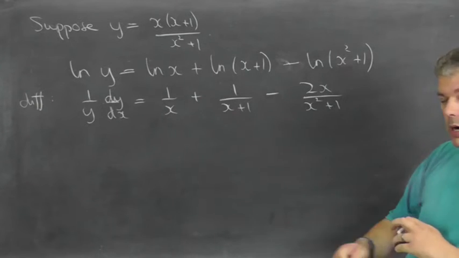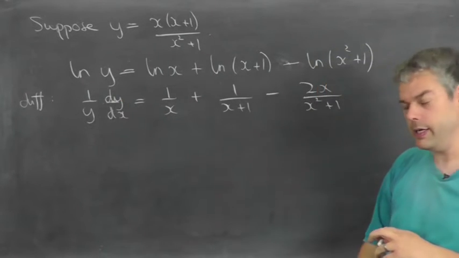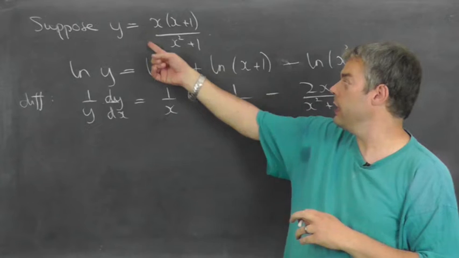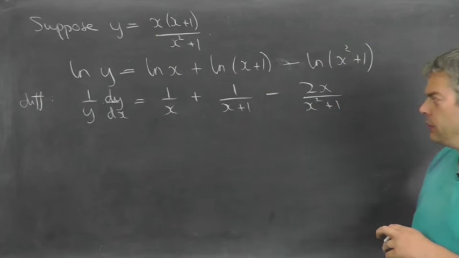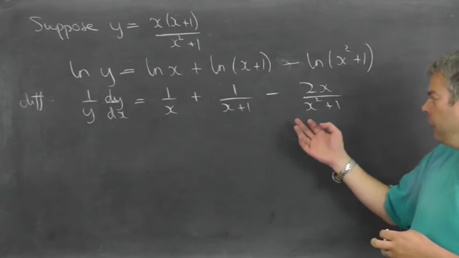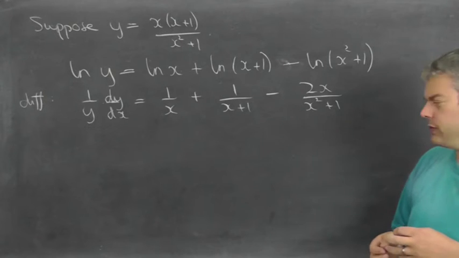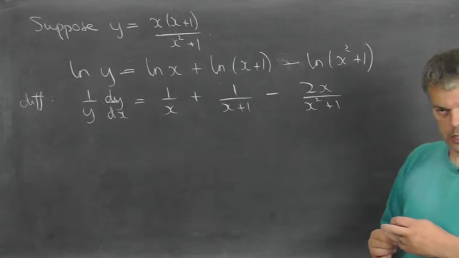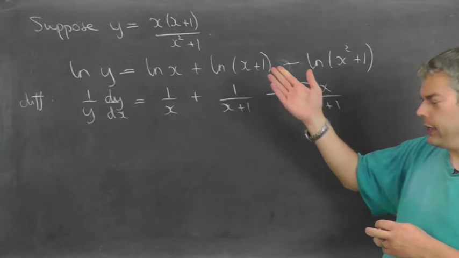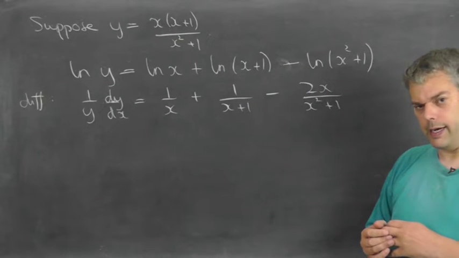Well, now we can easily work out what the dy by dx is. We just simply multiply all the right-hand side by y. So multiplying by y, and then you put everything over a common denominator, which I guess is going to be x squared plus 1 squared, and then you can read off what dy by dx is.